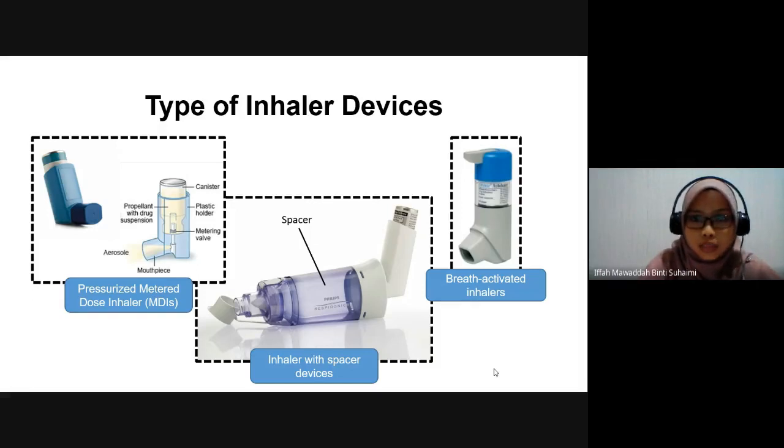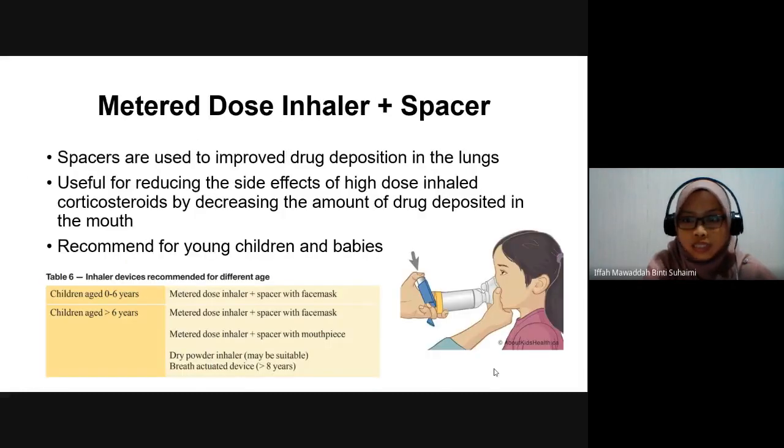These are the main types of inhaler device. The first one is the pressurized metered dose inhaler, MDI. This is the standard MDI and most widely used. It contains pressurized inactive gas that propels a dose of medicine in each puff. Each dose is released by pressing the top of the inhaler. This type of inhaler is quick to use, small and convenient to carry, but it needs good coordination to press the canister and breathe in fully at the same time.